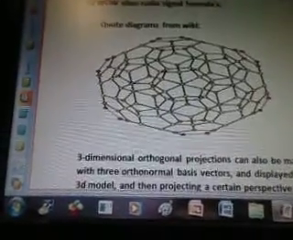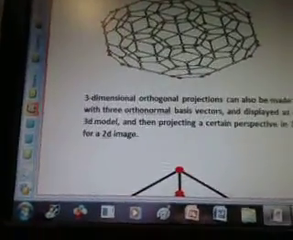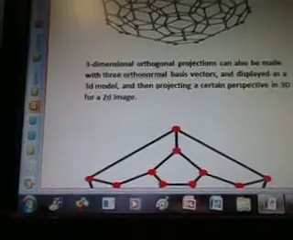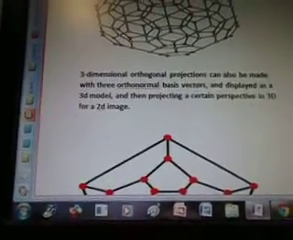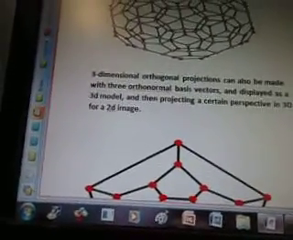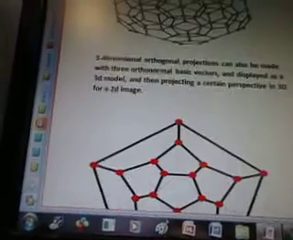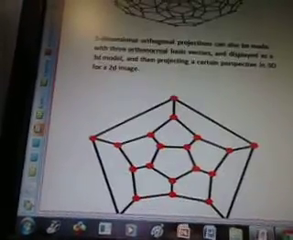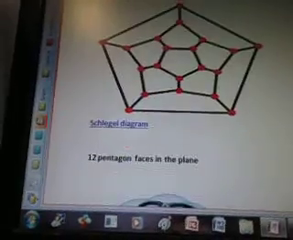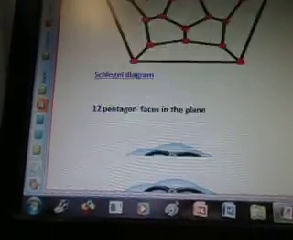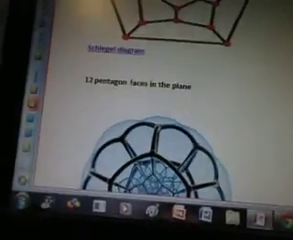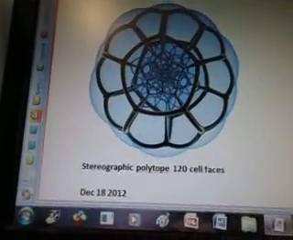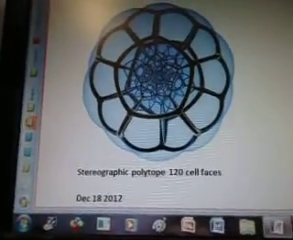Okay, so quote diagrams from Wiki. Three-dimensional orthogonal projections can be also made with three orthonormal basis vectors and displayed as a 3D model, and then projecting a certain perspective in 3D for a 2D image. The Schlegel diagram. 12 pentagon faces in the plane. Stereographic polytope 120 cell faces.